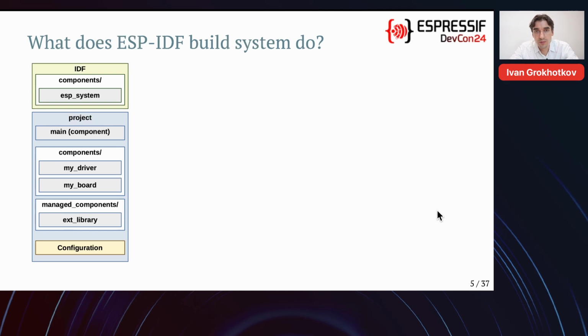Here are some basics about the build system. The IDF build system compiles applications which consist of components. Component is the name of a library in an ESP-IDF application. Components can be either part of ESP-IDF itself, they can be part of the application project, so developed by application developers, and they also come from other sources, from third parties.